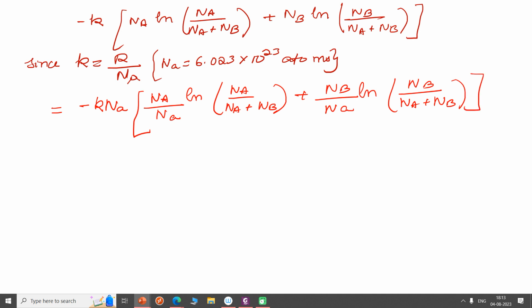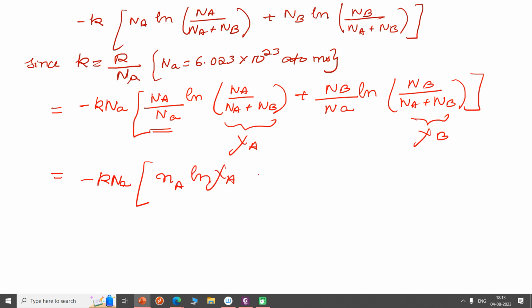Okay, so now we can quite clearly see what we have here is nothing but the mole fraction of A, that is chi A, and this is the mole fraction of B, that is chi B, and here this is basically the number of moles. So we have the number of atoms of A divided by the Avogadro's number of atoms, which is nothing but the number of moles of A, and we can write that as number of moles of A, small n A, and this is ln chi A, plus number of moles of B ln chi B.